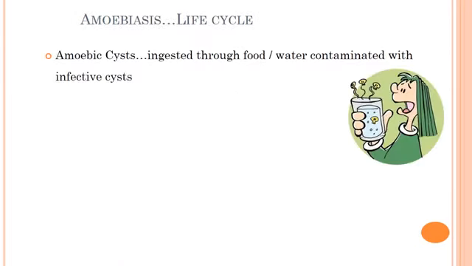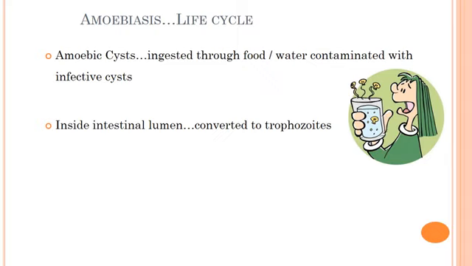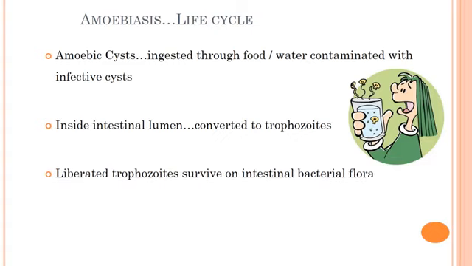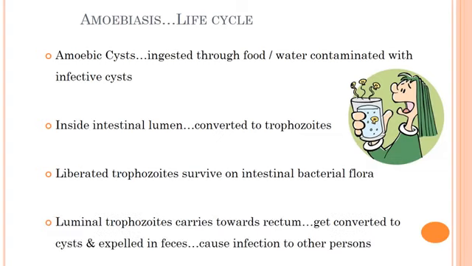Infection occurs by ingestion of food or water contaminated with infective amoebic cysts. Inside the intestinal lumen, amoebic cysts convert into trophozoites. Now these liberated trophozoites survive on the intestinal bacterial flora. Luminal trophozoites are carried towards the rectum and get converted to cysts and expelled in the feces, which is responsible for infection to other persons.